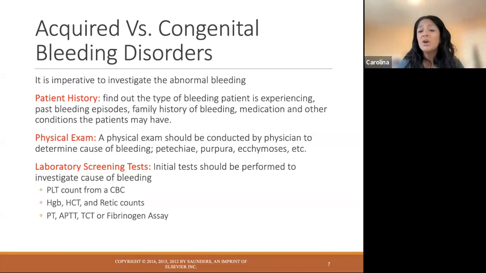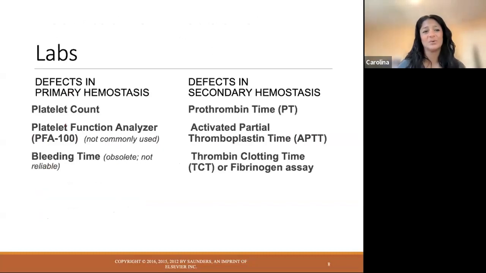And then routine coag tests, which are the PT, the APTT, perhaps the thrombin clotting time. You can look at the fibrinogen counts or a fibrinogen assay. So some of the tests that you want to assess may vary. Primarily with primary hemostasis, we're looking at platelet issues, right? So the platelet count is going to be very important. Issues with primary hemostasis will definitely affect the platelet count and platelet function.